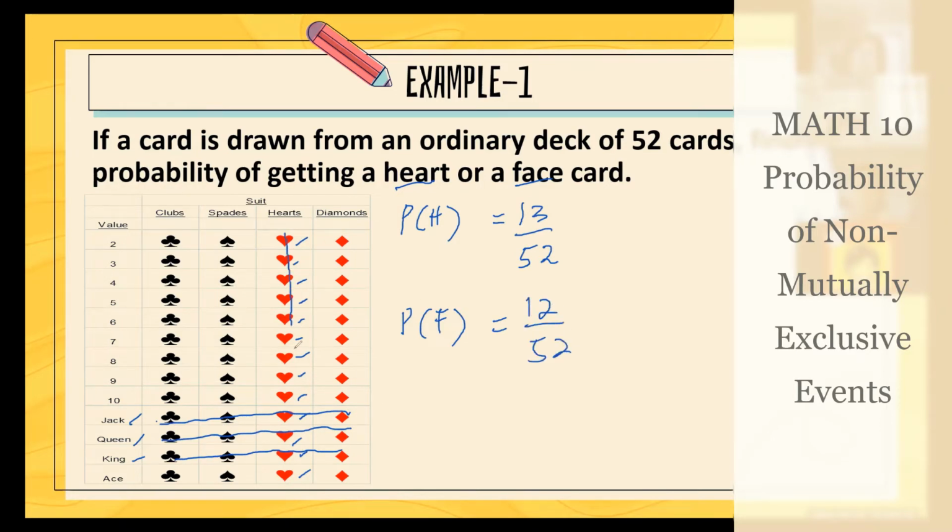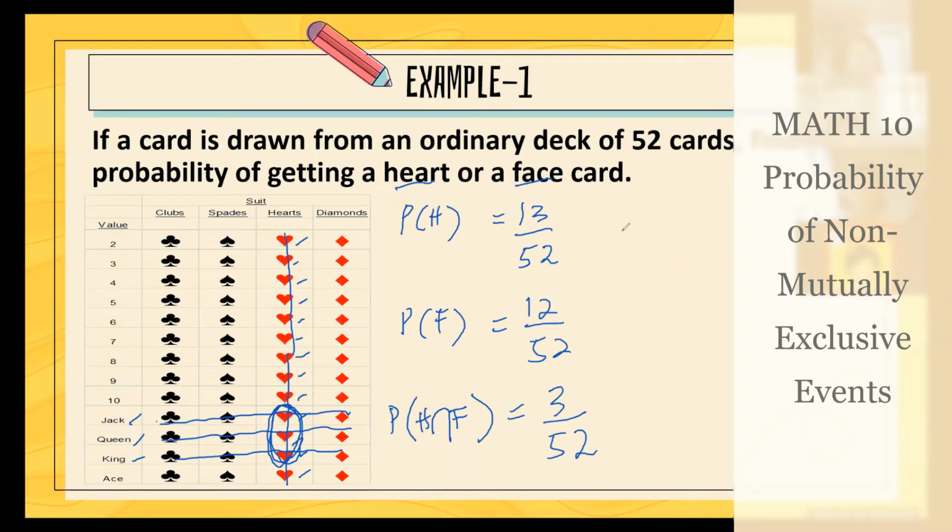So kanina, nakuha na natin si hearts. Ayan. Now, ano yung common sa kanila? Let's get the probability. What is common between hearts and faces? Ano yung common? Ilan yung common? It's obvious. Yung na-intersect. Look at this. Ito yun, di ba? So, there are 3. Kaya, the probability of the intersection of the hearts and the face cards is 3 over 52.